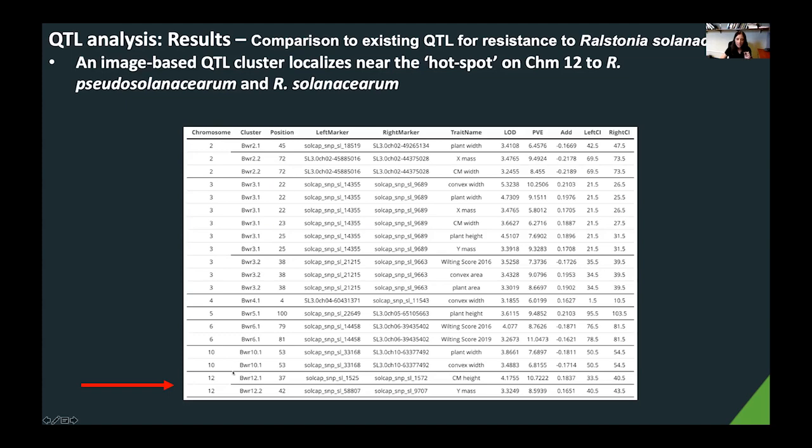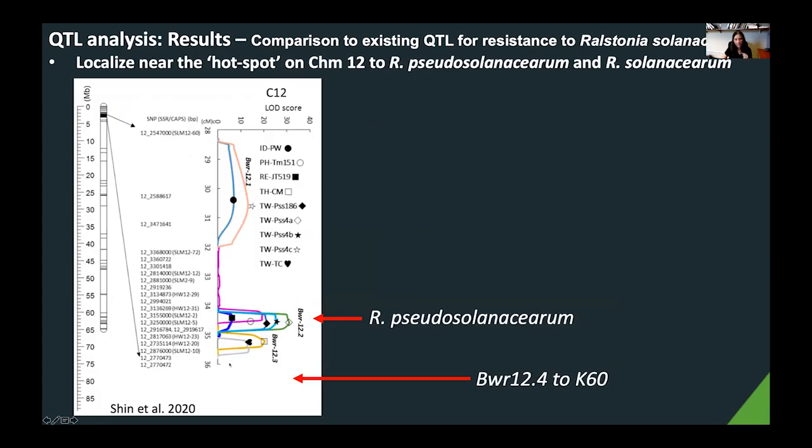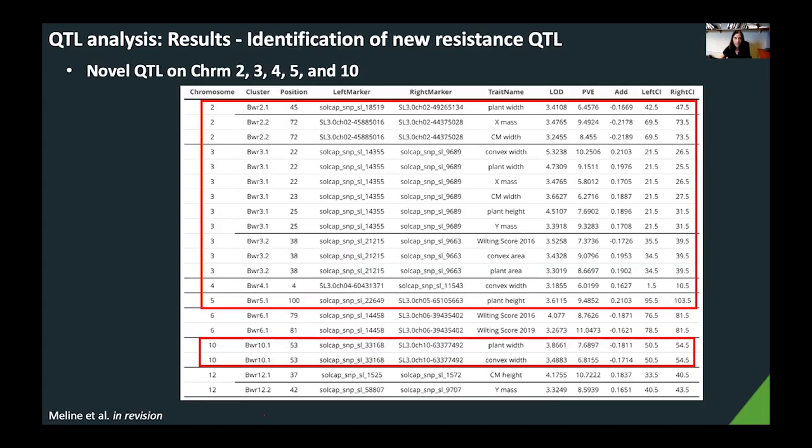But then there's this second hotspot that other studies have found on chromosome 12, okay? And we also identified a QTL here on chromosome 12, right up here. And this one we only detected with image-based phenotyping. We did not detect it using visual phenotyping. All of these other studies did use the visual phenotyping. The rest of the QTL, those on chromosomes 2, 3, 4, 5, and 10, these all appear to be novel, meaning they haven't been detected before for resistance to Ralstonia.